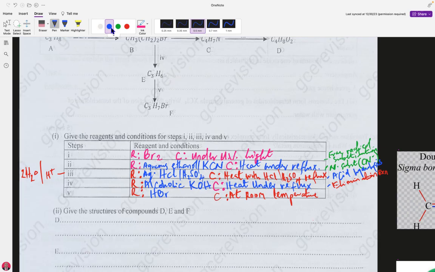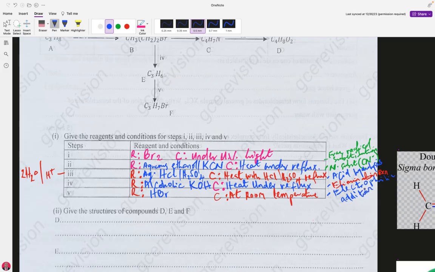What type of reaction involving hydrogen bromide at room temperature converts an alkene to a haloalkane? We call it electrophilic addition. For the purpose of revision, that's why I'm putting it on the side. We call it electrophilic addition across a double bond.